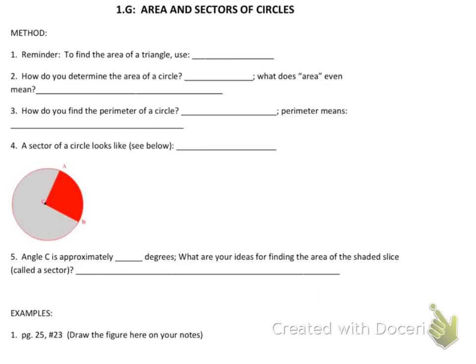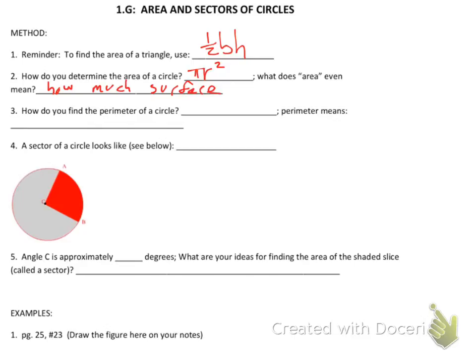What's the area of a triangle? Again, we just did it. 1/2 base times height. Does anybody happen to know the area of a circle? Pi r squared. Pi times the radius squared. What does area mean again? It means how much space on the surface, right? How much surface there is on a flat plane.